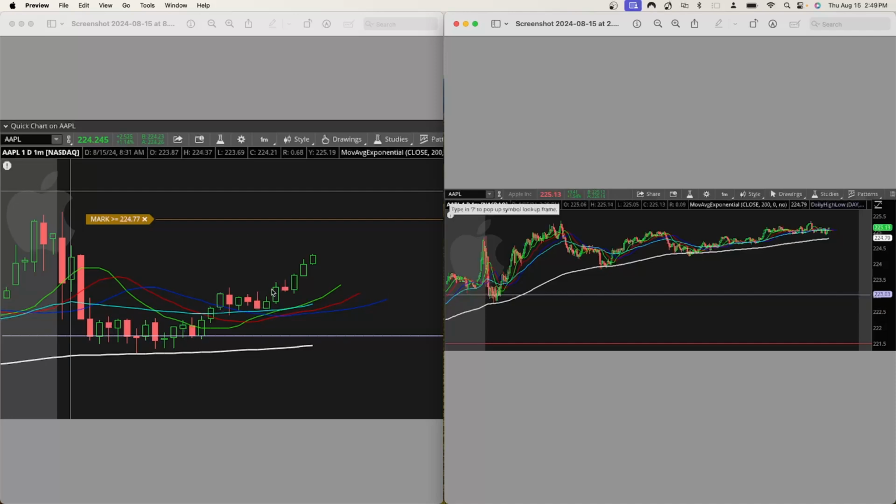I basically got in right in this area right here when it gave me confirmation that I could feel really comfortable getting in. And I just rode the long position from approximately right here all the way up to right here. I actually added in on this small retracement right here because I felt like we weren't done with our upwards movement for the day.